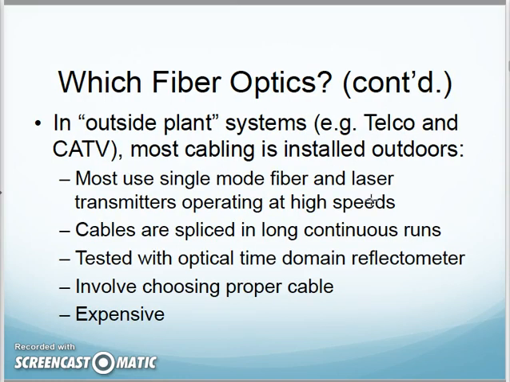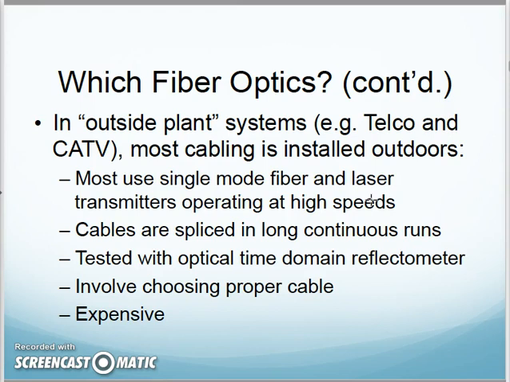They break it down a little further and talk about outside plant and inside plant. Outside plant is your connection from your ISP to your house or your business. Most of that cabling is outdoors, and most of it is going to be single mode using a laser light source operating at higher bandwidths or longer wavelengths. Cables are spliced in long continuous runs. If they have multiple pieces of fiber installed to connect building A to building B, they're most likely going to splice that fiber in the middle using fusion splicers into one long run, which is then tested with optical time domain reflectometers.